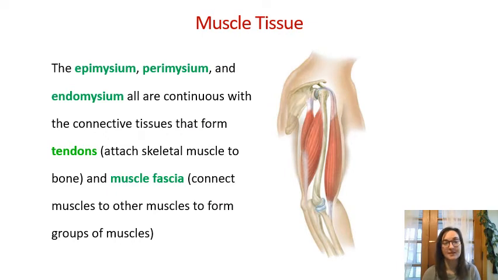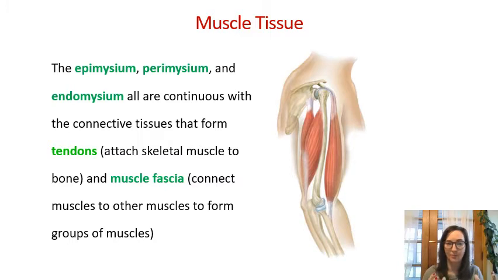Okay, so let's dig into what muscle tissue actually looks like at a microscopic level, how it's organized. We have muscle cells, but the muscle cells are not on their own, right? Every muscle cell is going to be covered in connective tissue. We've got multiple different layers of connective tissue holding your muscle organs together, and these are the epimysium, perimysium, endomysium.